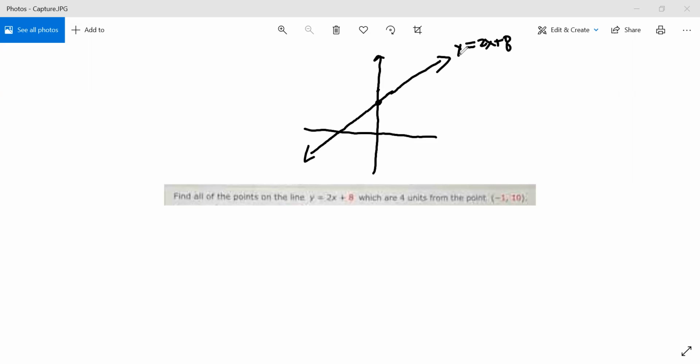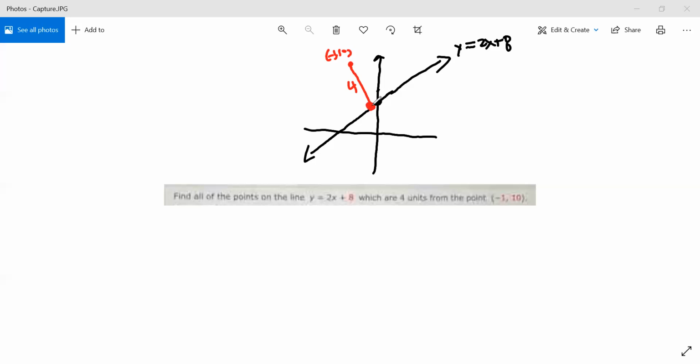And then negative 1, 10 is just going to be a point over here. Let's say this is (-1, 10), and we're finding the distance. Because the line is 4 units away from the point, that is this distance. Okay, this is 4. So I'm going to find the distance from (-1, 10) to the line, right?